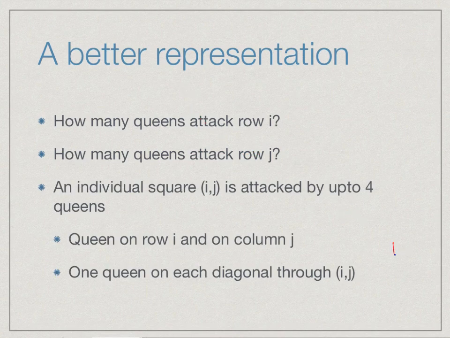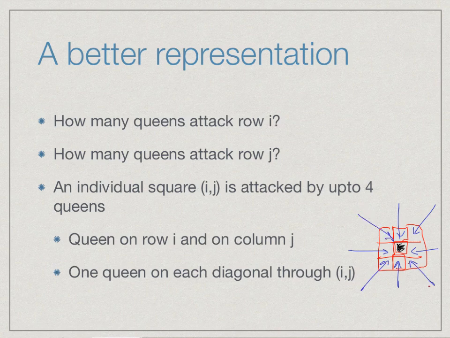So if we look at an individual square, then if we are in the center of this, for instance, this particular square can be attacked from 4 directions. It can be attacked from the column in which it is, or the row in which it is, or from this main diagonal or the off diagonal. The main diagonal is the one from top left, which I could call northwest, and the off diagonal is the one from the southwest. So there are 4 possible queens that could be attacking this square, in 4 directions.